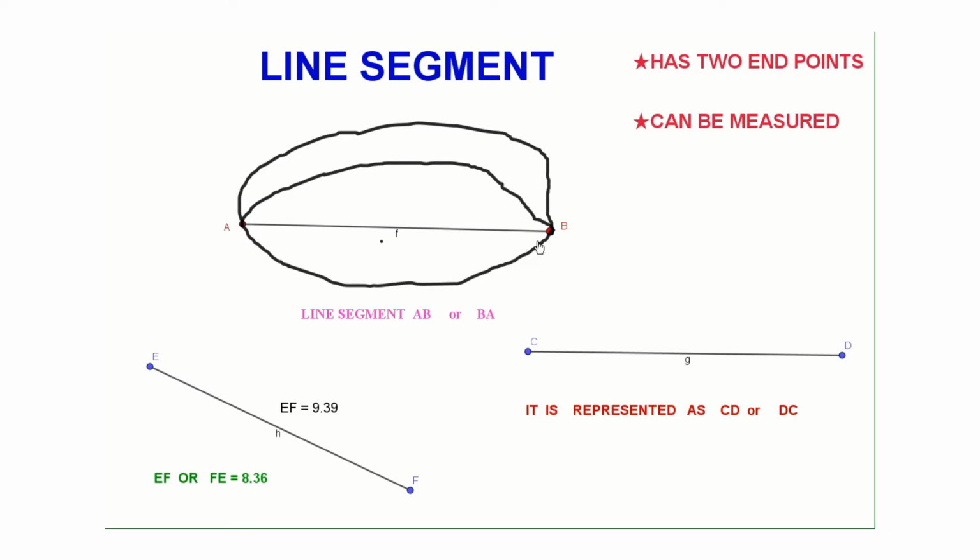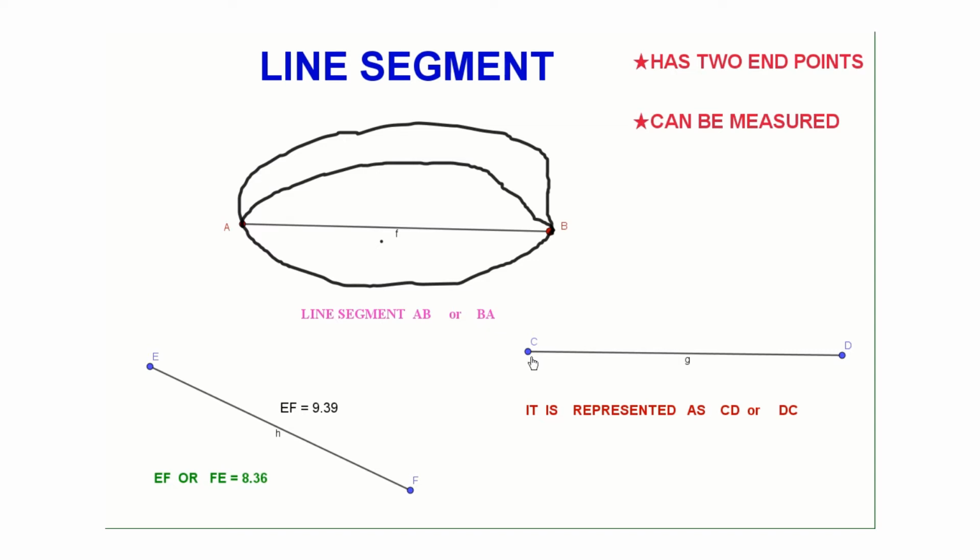This AB is called a line segment. It is the shortest distance between two given points. A line segment is represented by two capital letters. You can call it line segment AB, or it can also be called BA.